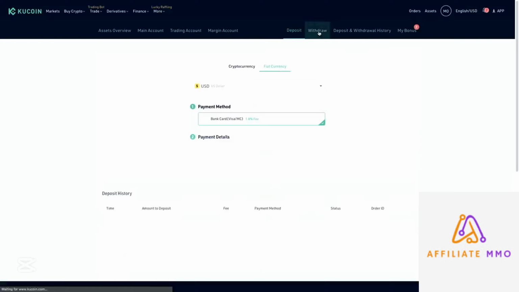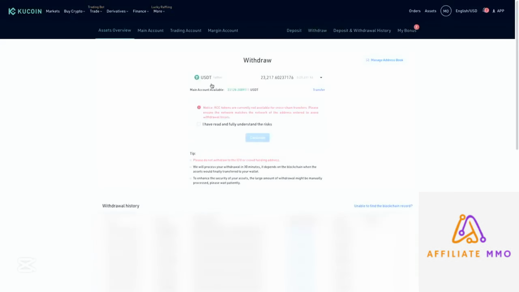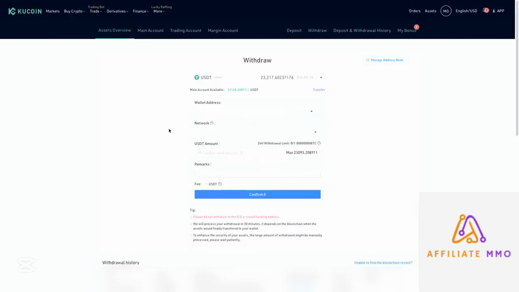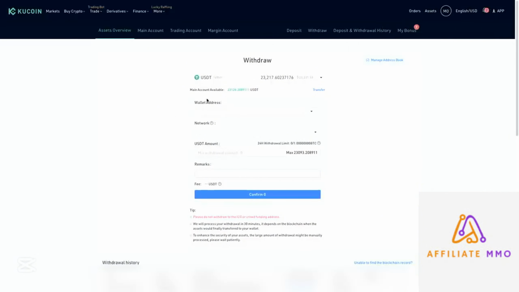So crypto is easy enough. All you have to do is go through to the withdraw screen. So do that. Click on the cryptocurrency that you want to withdraw. So US dollar tether. I can just click this warning off like this. Get the wallet address. So as an example, I've got Nami wallet right here. I can go to receive. Get my address, copy that address, and then paste it into wallet address right here.